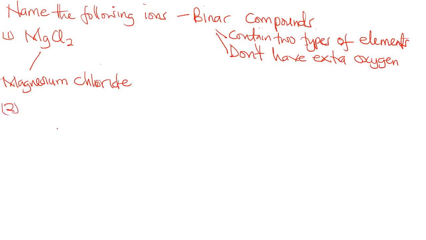So another ion, Al2O3. This is also a binary compound because it has aluminum and oxygen only. So those are two elements. So I'll name the metal as aluminum, and then the oxygen here becomes oxide.